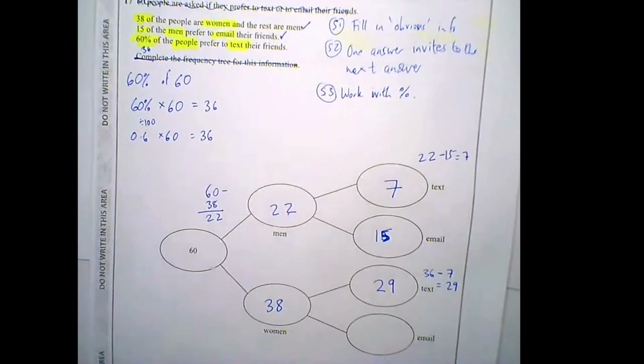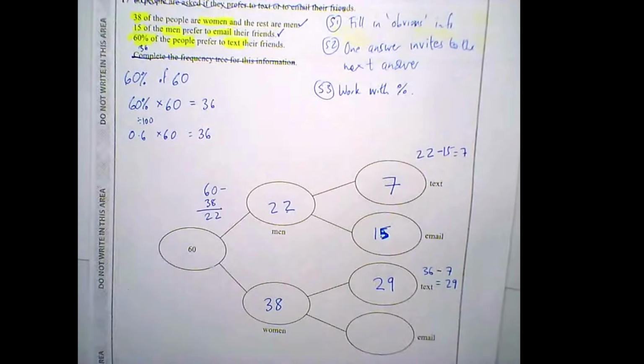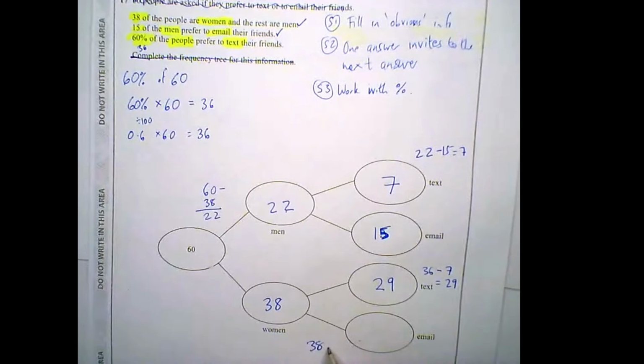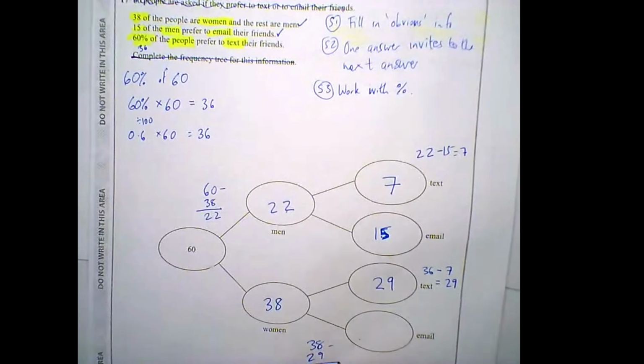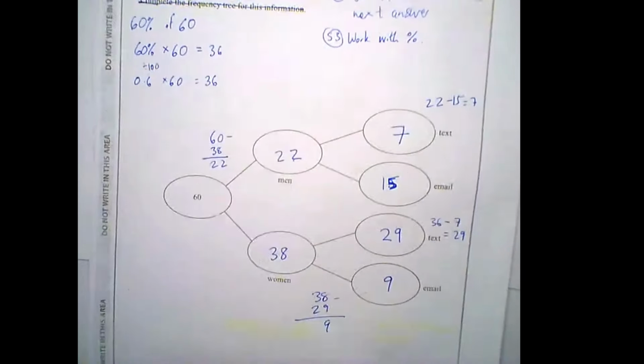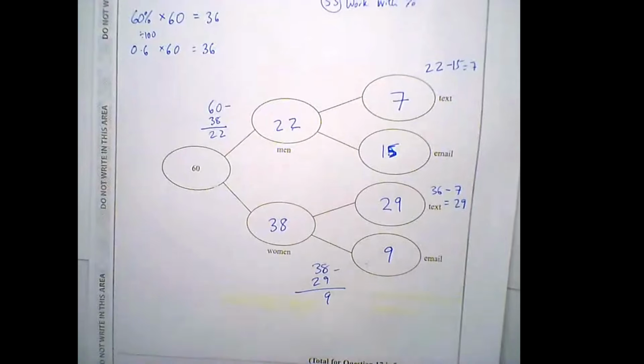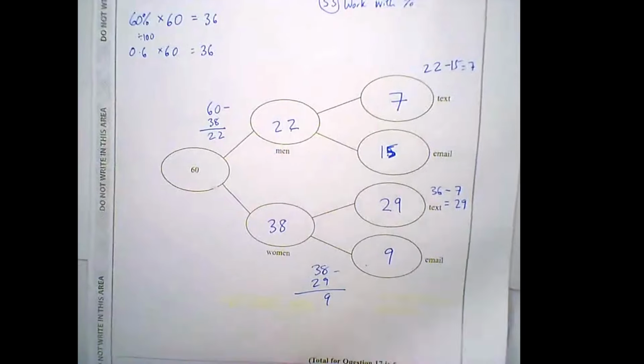And so now that I've got 29 here, I can work out what this one is, which is going to be 38 take away 29, which is 9. So 9 goes there. So you can see why this question is worth 5 marks. There's a lot more working out required for this question. Okay, let's go to the next question.